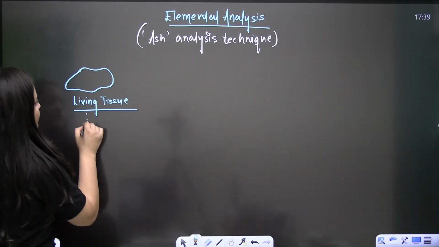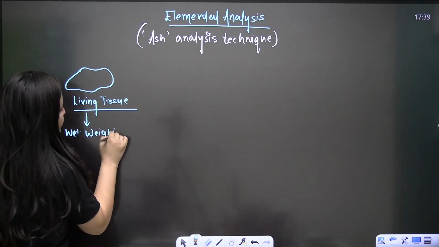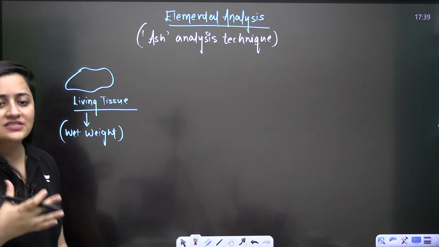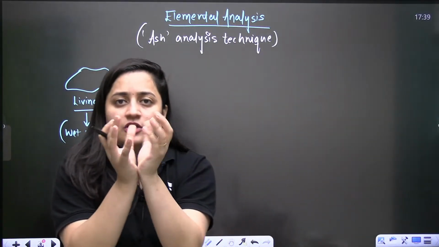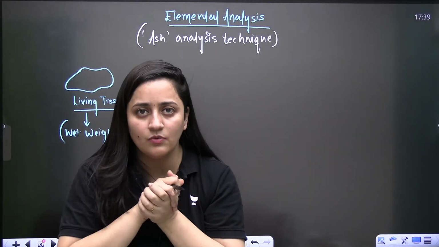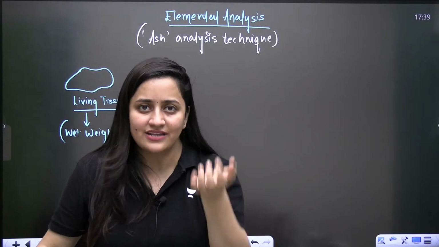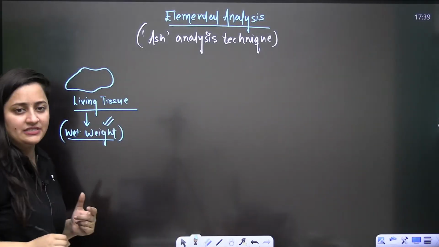First of all, you need to check its wet weight. Now, what is the meaning of wet weight? Basically, when you take a living tissue, it also has water. Now you are going to check its weight. That weight will be considered as wet weight because water is present, right?